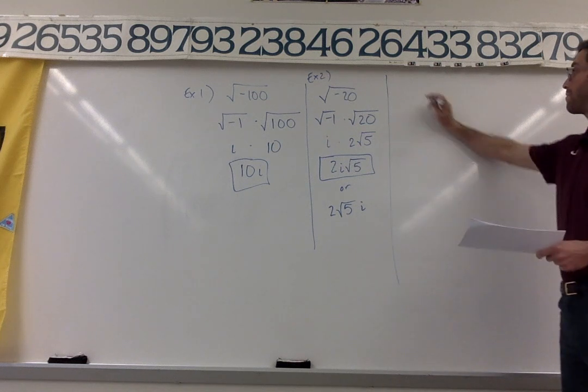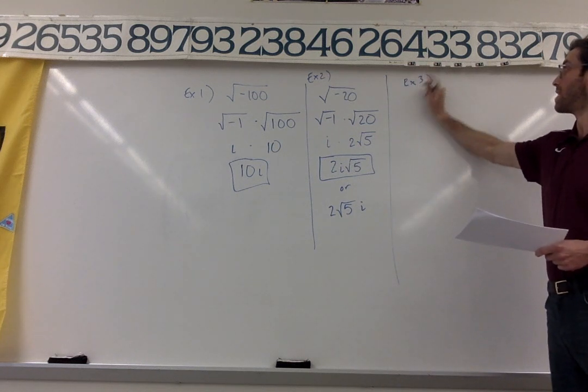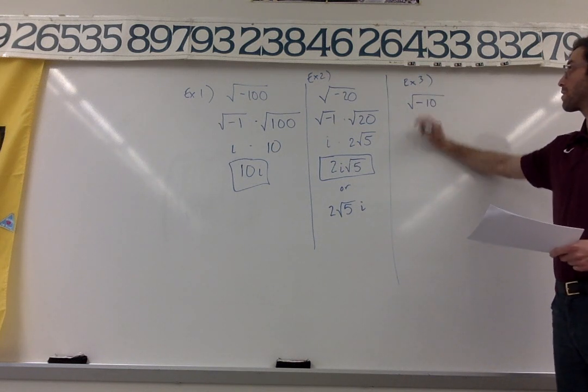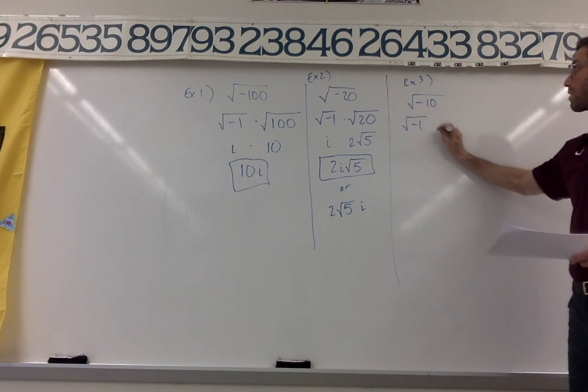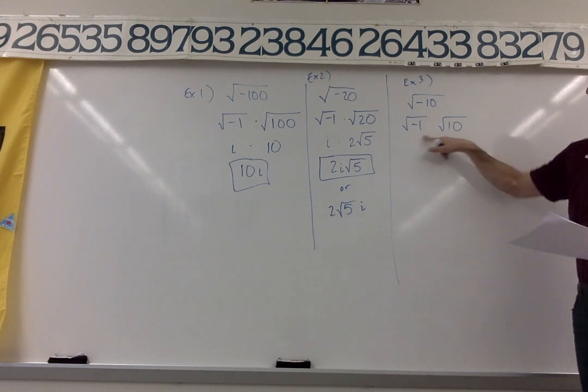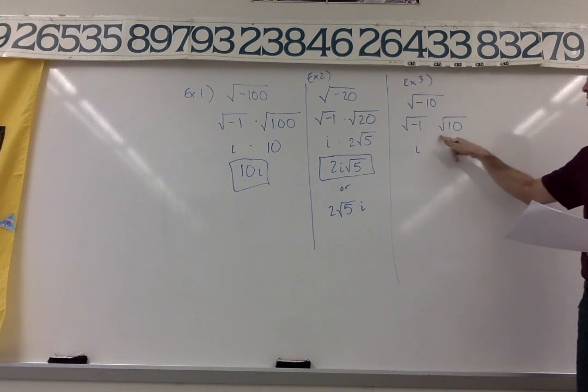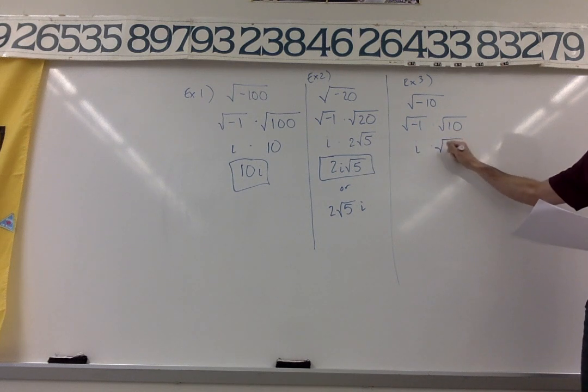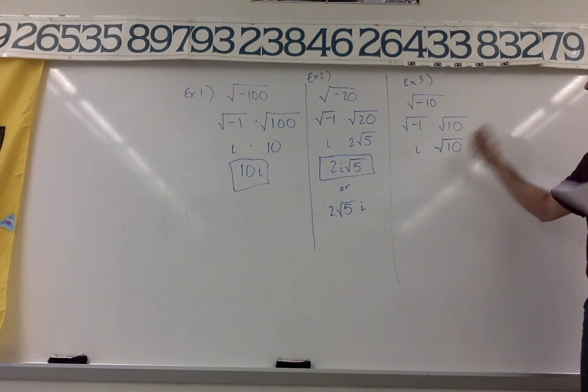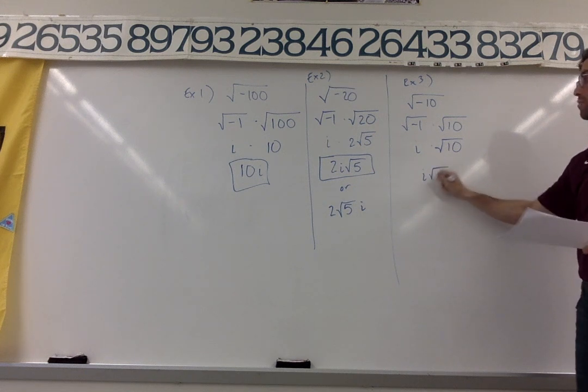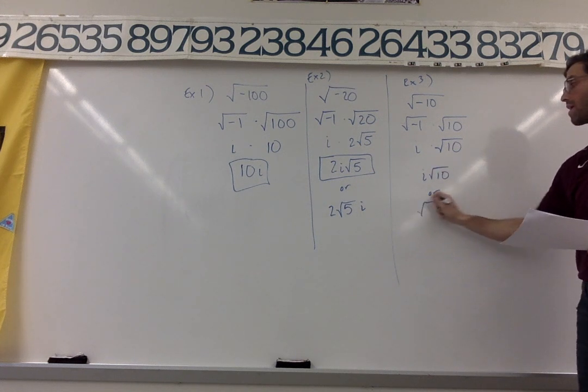And the last one we have is the square root of negative 10. So same kind of idea if you're showing work. This is just i. This can't be simplified. This is just root 10. So we have i times root 10, which is written as i root 10, or root 10 i.